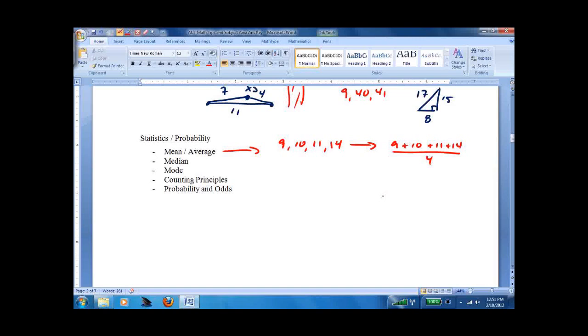They'll always say the average equals some number, and what would this number be to make the average a certain number? So you just have to write out the formula and solve it.